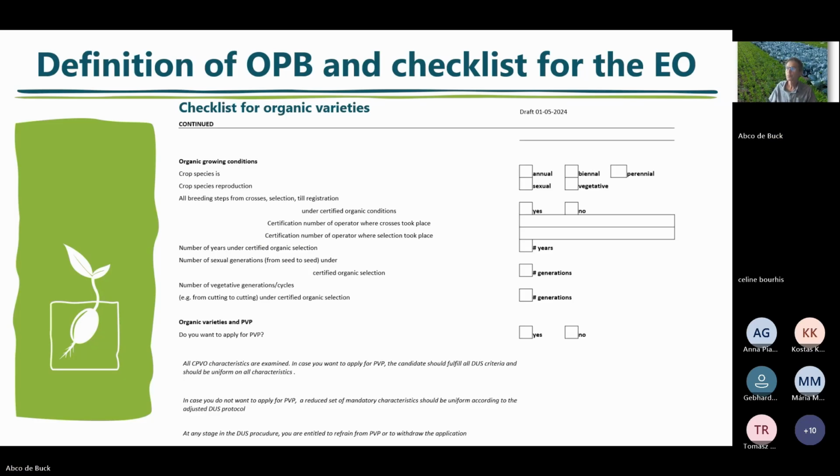So you start with the high level of uniformity, and when after testing DUS, it seems that the uniformity is not according to the standards, then you use the adjusted procedure, and you can trade it as an organic. It can be registered as an organic variety.